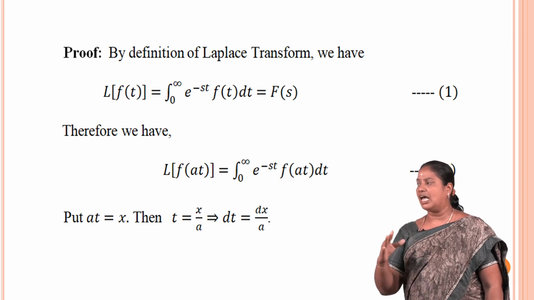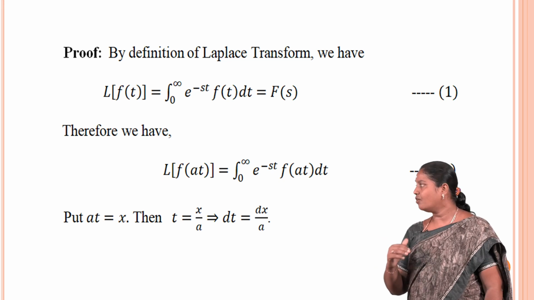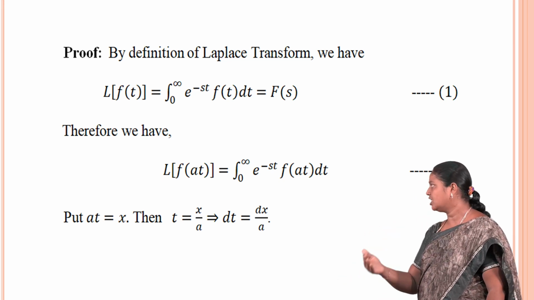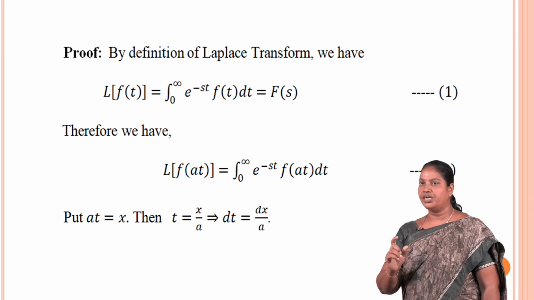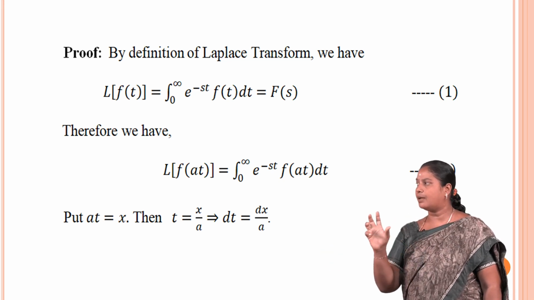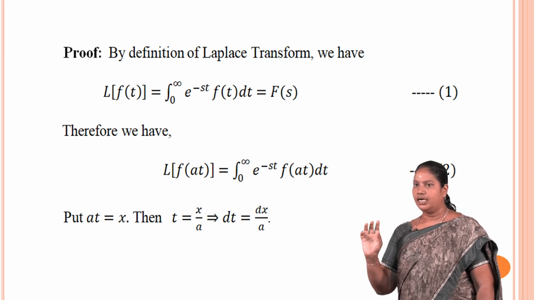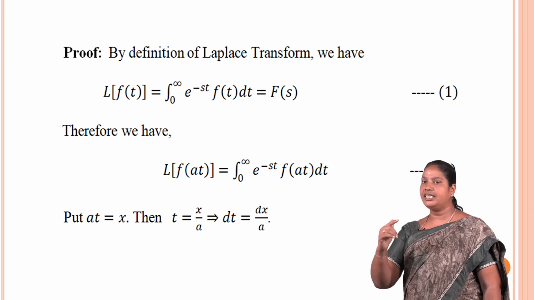By the definition of Laplace transform, we have L of f of t is equal to integral 0 to infinity e power minus st f of t dt. We have already seen in the definition that this is nothing but capital F of s. Now let us take this as equation number 1.